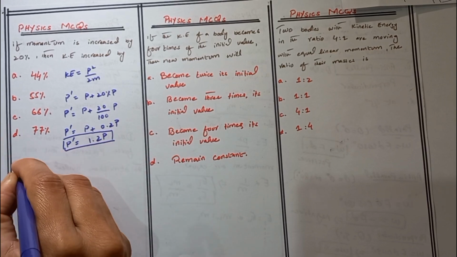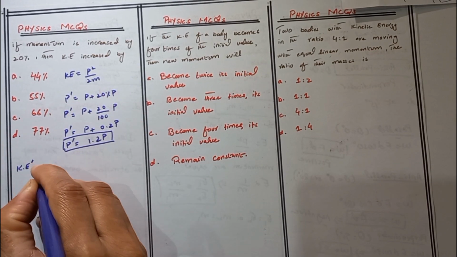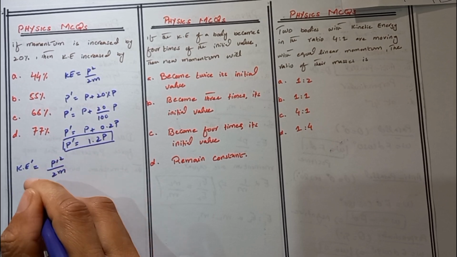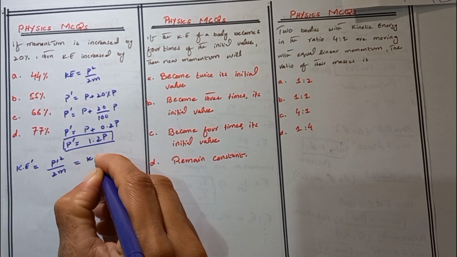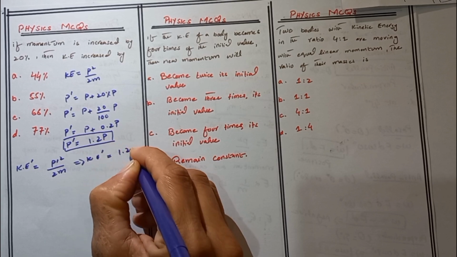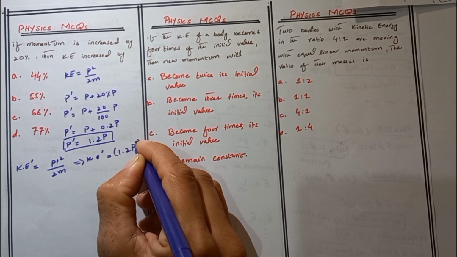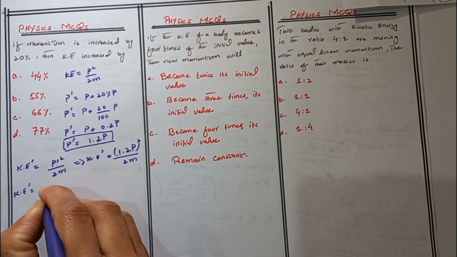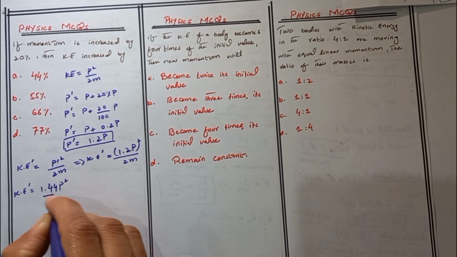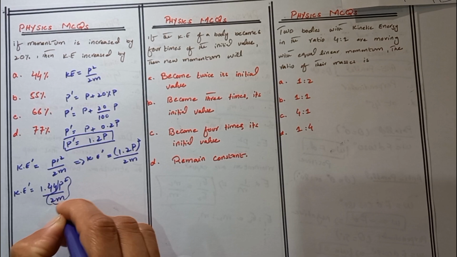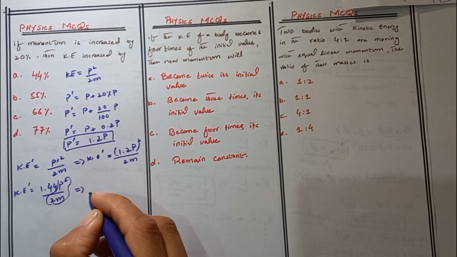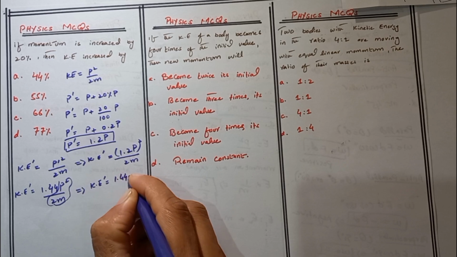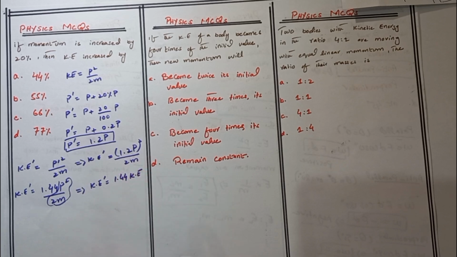So we can write it as, this is the initial kinetic energy, and this is the change in kinetic energy after momentum is increased by 20%: P dash squared over 2m. So kinetic energy dash is equal to (1.2 P) squared over 2m. 1.2 whole squared is equal to 1.44 P squared over 2m. That P squared over 2m is equal to the kinetic energy. So here we write kinetic energy dash is equal to 1.44 times the initial kinetic energy.